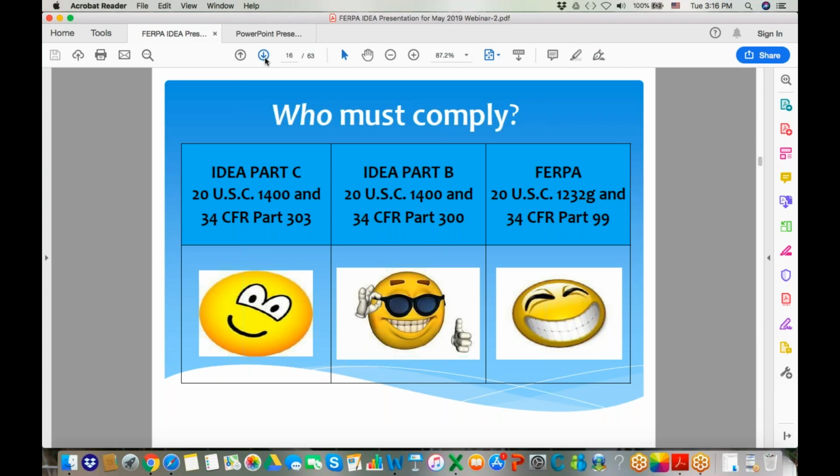So the next section we're going to talk about, now that we've discussed what is personally identifiable information and what are education records, is who has to comply with the various confidentiality provisions of IDEA Part C and Part B as well as FERPA. As you can see on this slide, we have, again, three distinct faces. So that means we have pretty much three distinct aspects of who must comply. And we're going to start off with Kala. If you can go to the next slide, please.